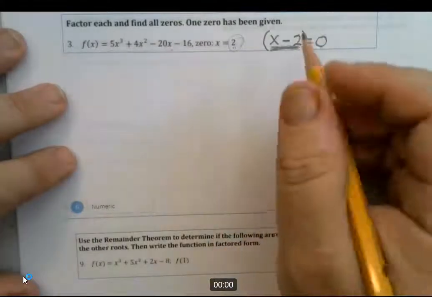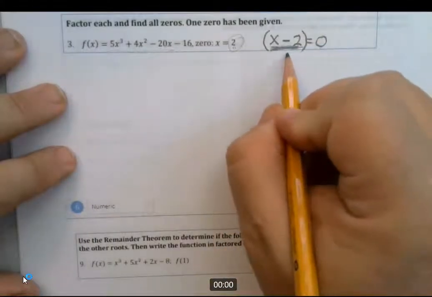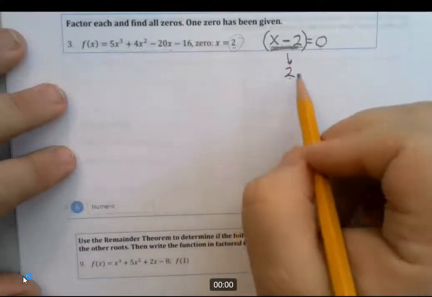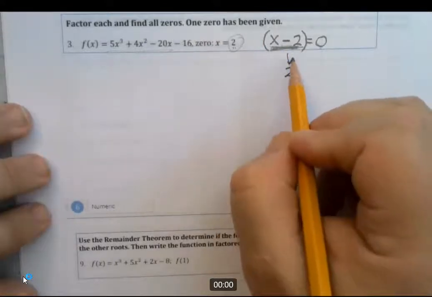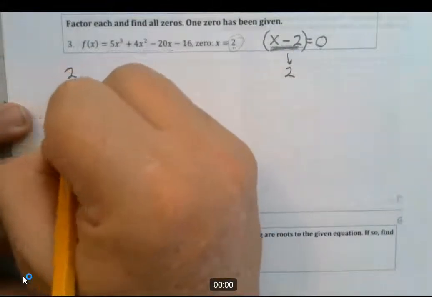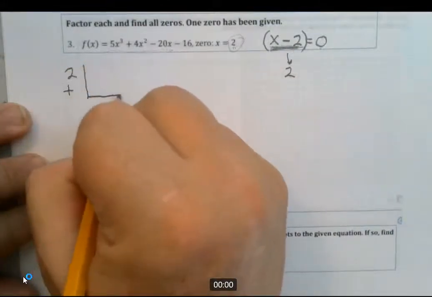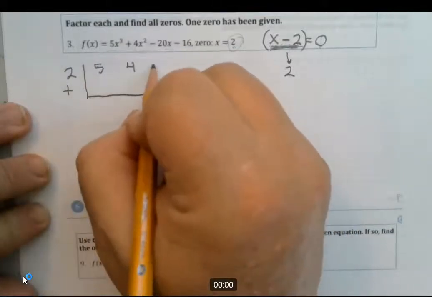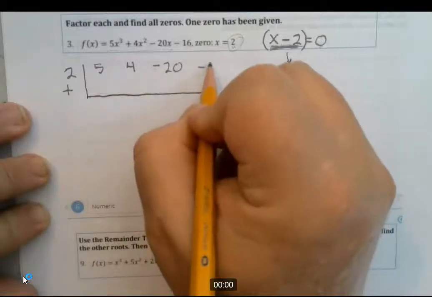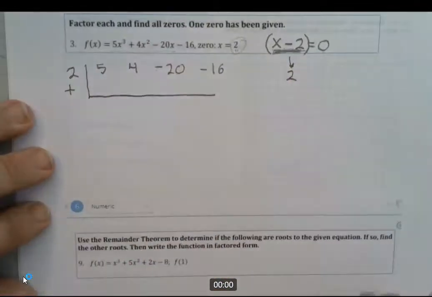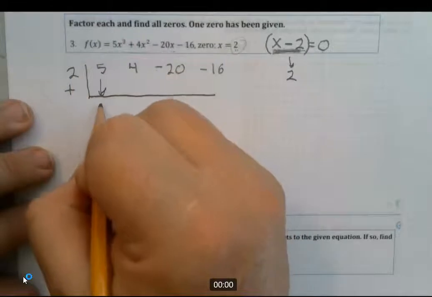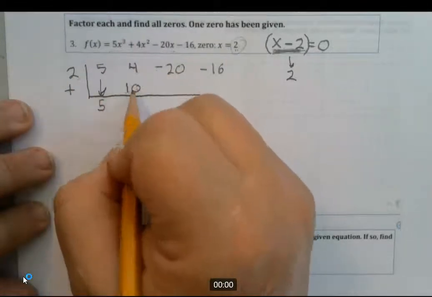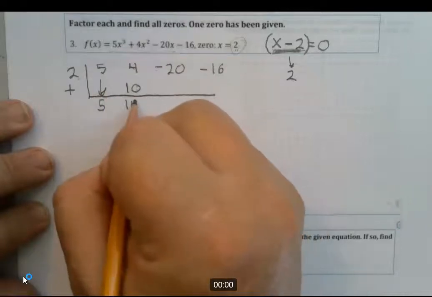So again, let's use synthetic division. We take this minus 2 and turn it into a plus again. So this is a plus 2, because that's the way you do synthetic. So I come over here, put the 2 there. And here you have 5, 4, -20, -16. Okay, pull the first one down. 5, 2 times 5 is 10. 4 plus 10 is 14.